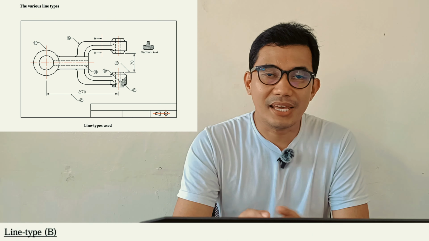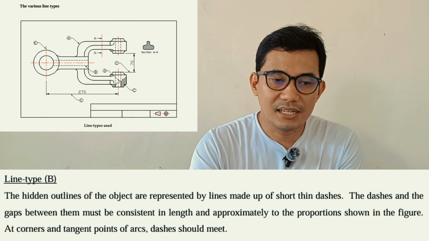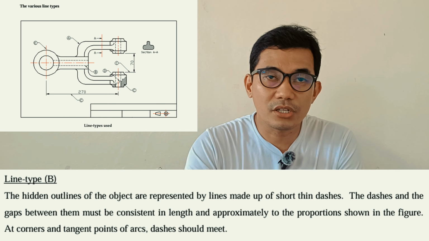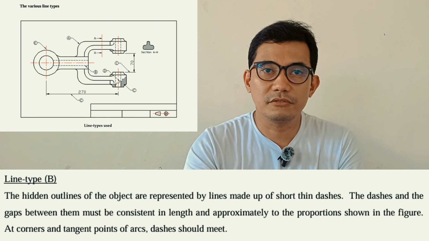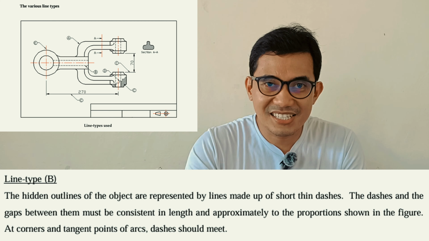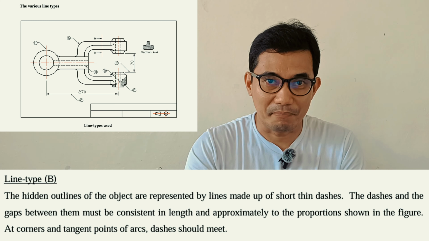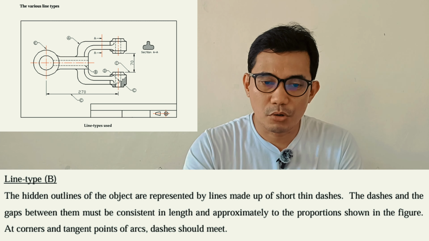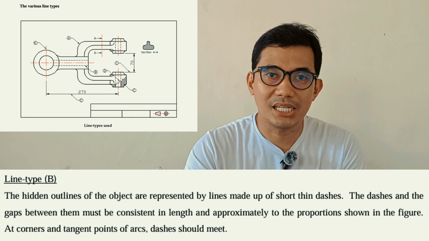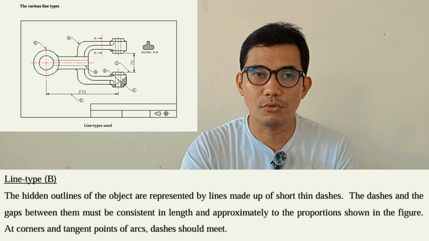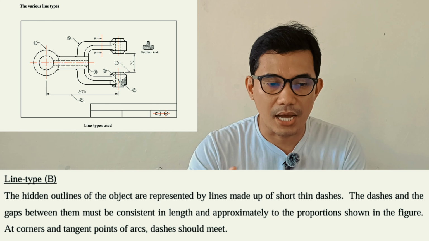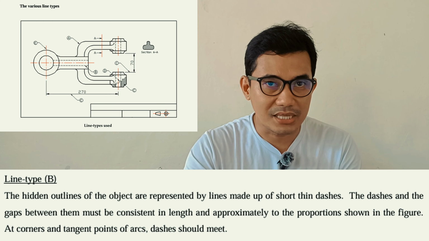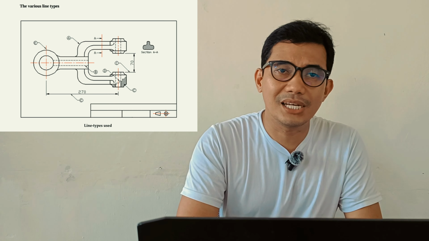Line type B. Line type B is the hidden lines. The hidden outlines of the object are represented by lines made up of short, thin dashes. The thickness of the line is 0.5 mm. The dashes and the gaps between them must be consistent in length and approximately to the proportions shown in the figure. So the length of your dashes and the gaps should be consistent. At corners and tangent points of arcs, dashes should meet. They meet too.